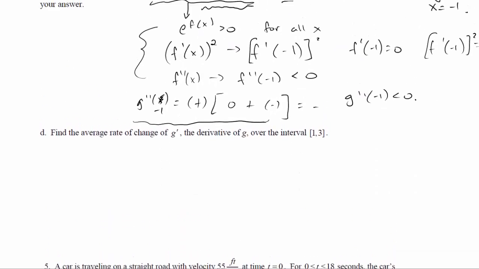All right, last one. D, find the average rate of change of g prime, the derivative of g, over the interval. Do not overcomplicate this. The average rate of change of g prime would be saying, take the slope equation and apply it for g prime, where g prime is what y is. And it goes from 1 to 3. So what I should find is, what's g prime of 1?